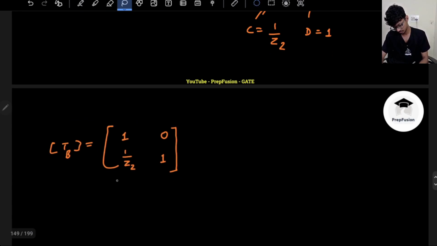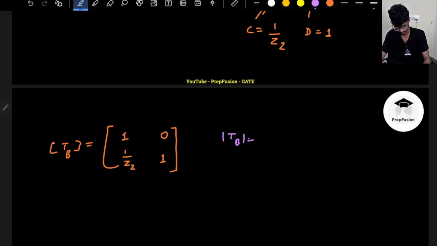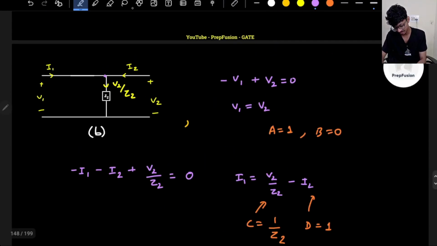Okay, so what is the determinant of the matrix? The determinant of the matrix is 1, hence it is reciprocal, because only passive components are present. And what is the symmetricity condition? A is equal to D, so again it is symmetrical. Is it really symmetrical? Yes.